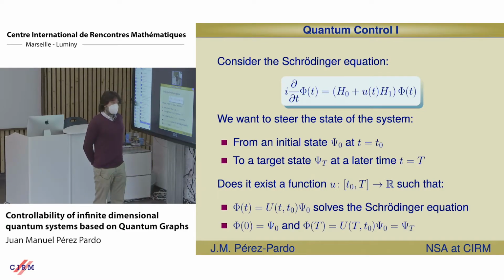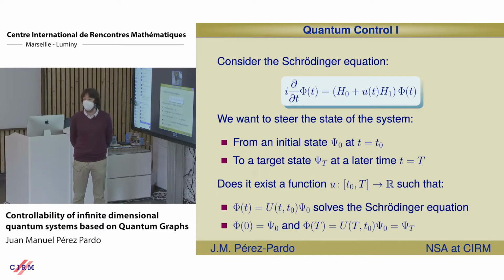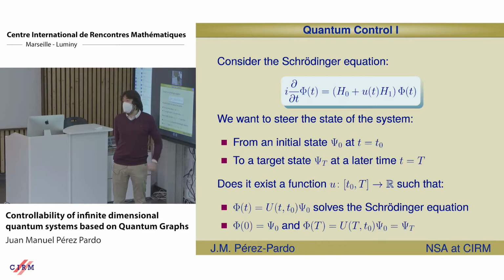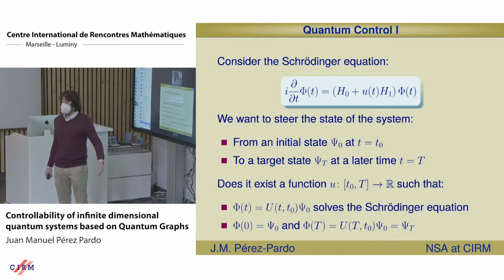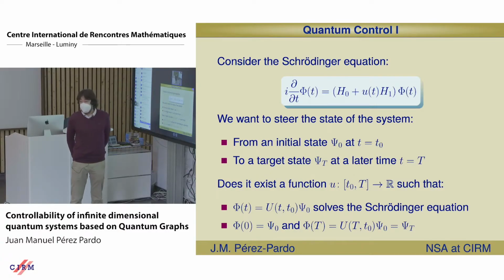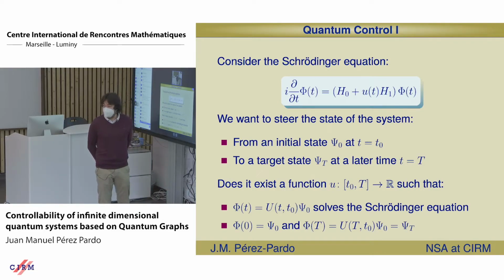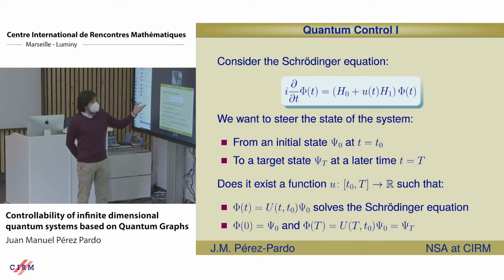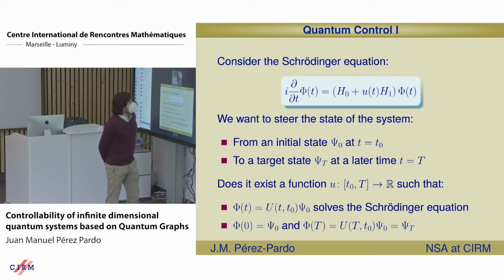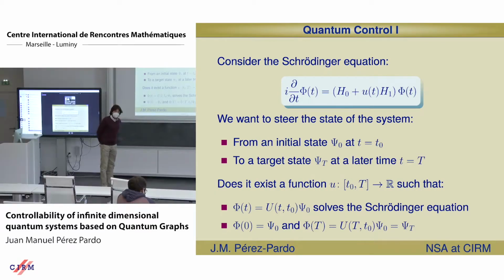And the objective is, you want to start at some initial state, psi 0, at a time t0, and what you want to do is to reach some other target state that you choose at a final time capital T. So the problem of controllability, which is what we are going to address today, is: does there exist such a function u of t that does this trick? So in a sense, if U(t, t0) is the unitary propagator that solves the Schrödinger equation, and phi of t is just the evolution under this unitary propagator of the initial state, do you reach the target state at time capital T? That is what we want to address. We want to decide if this function exists.